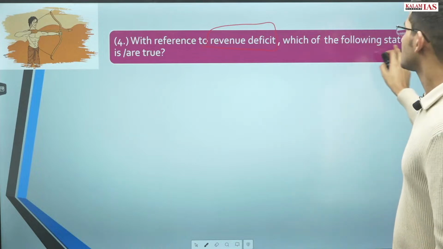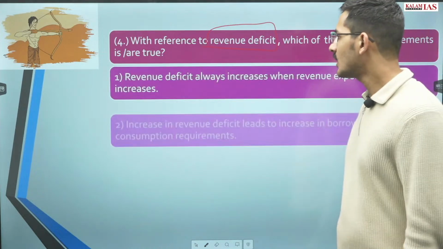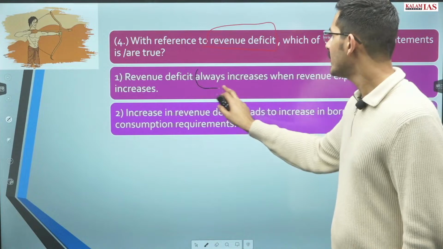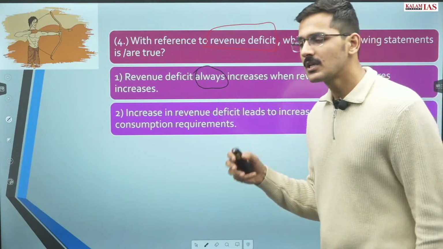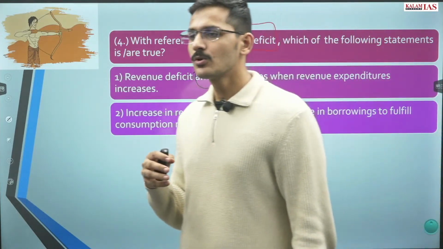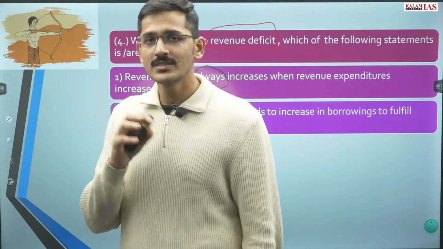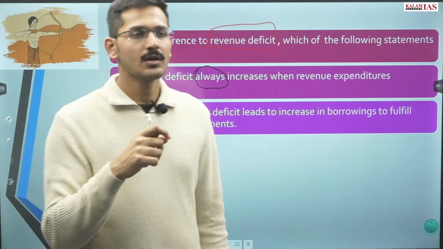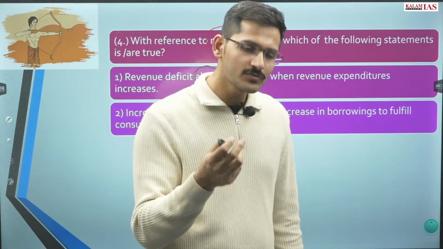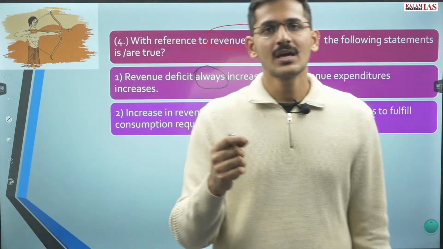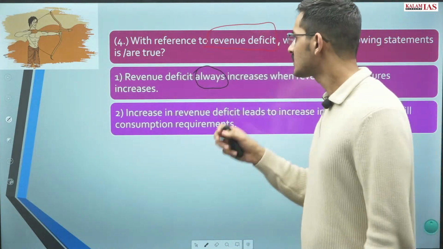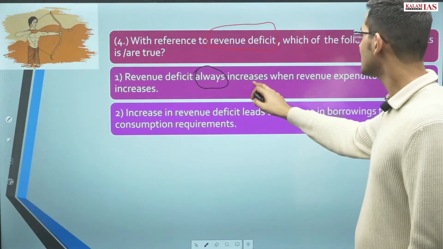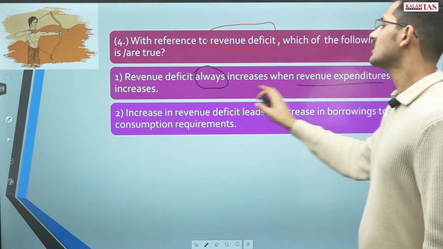Next question is, with reference to revenue deficit, which of the following statements is or are true? Now whenever there are terms like always, or it must happen, be wary of these statements, because these are extreme statements, and most of the time, not always, but most of the time, these statements are wrong.